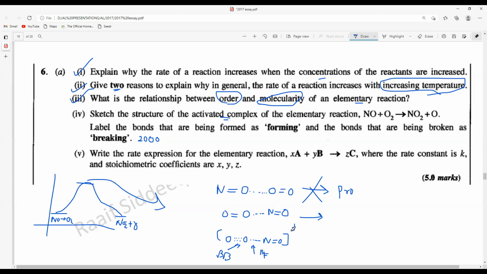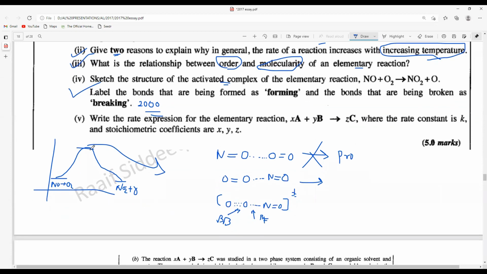So this is the activated structure. You have to draw. This is done. And if you want to check this question, you also can check 2011. So it is after about 18 years, they have again asked about this question. Write the rate expression for the elementary reactions.